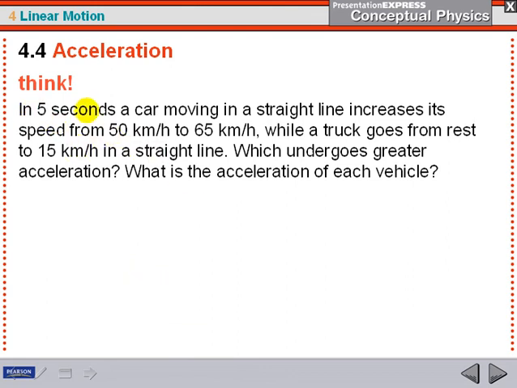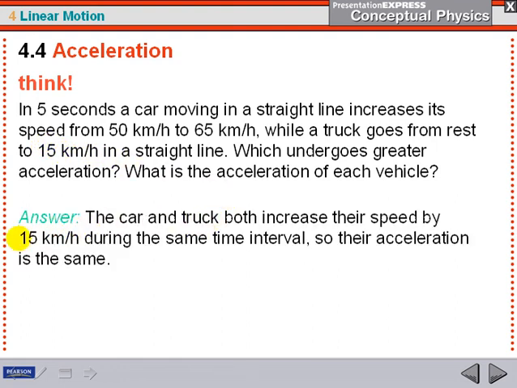Here's another one. In 5 seconds, a car moving in a straight line increases its speed from 50 to 65. So it's a change of 15 kilometers per hour. And a truck in the same time goes from rest to 15 kilometers per hour in a straight line. Which undergoes the greater acceleration? Well, from 0 to 15 kilometers per hour is also a change of 15 kilometers per hour. So they both have the same acceleration, 15 kilometers per hour over the time interval. Their acceleration is going to be the same.